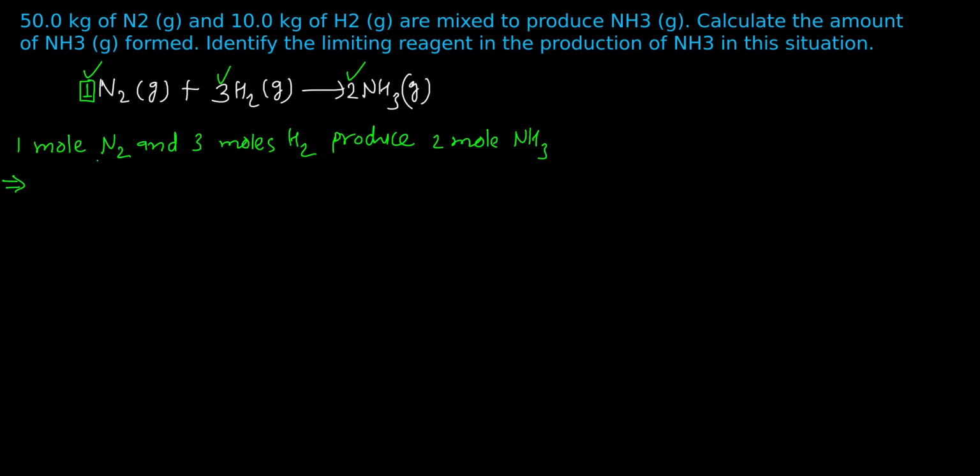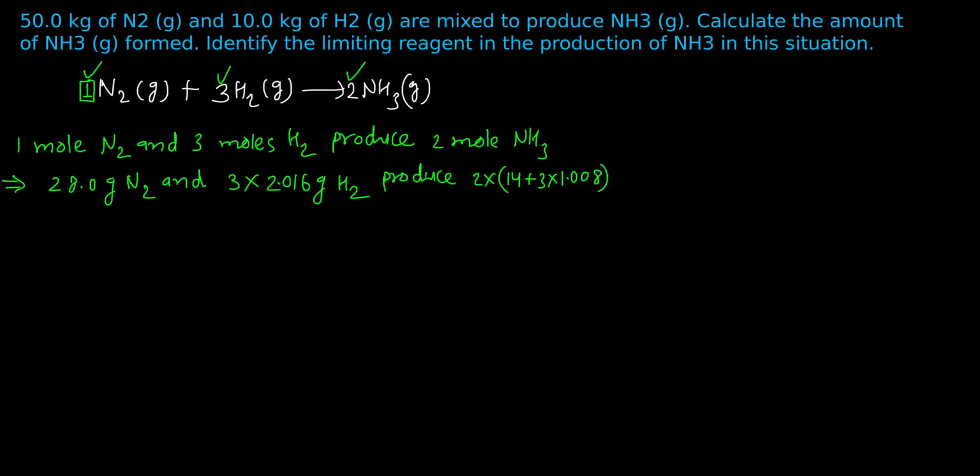So what is the molecular weight of nitrogen? Molecular weight of nitrogen is 28. So 1 mole nitrogen means 28 gram nitrogen, because molecular weight represented in gram is called its 1 mole. So 1 mole nitrogen means 28.0 gram nitrogen, and 3 moles of hydrogen. So 3 into what is the molecular weight of hydrogen? That is 2 times 1.008, so that will be 2.016 gram hydrogen, and they will produce 2 mole of ammonia. So 2 into what is the molecular weight of ammonia? That will be 14 plus 3 into atomic weight is 1.008, right? So this much gram ammonia.